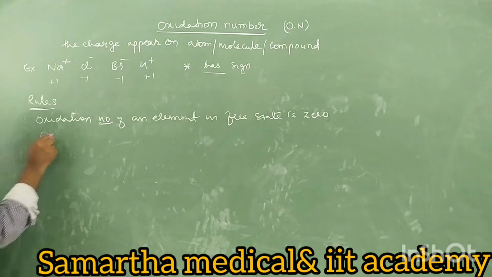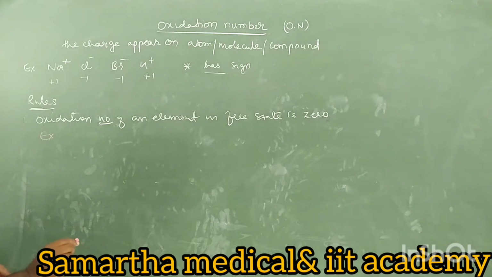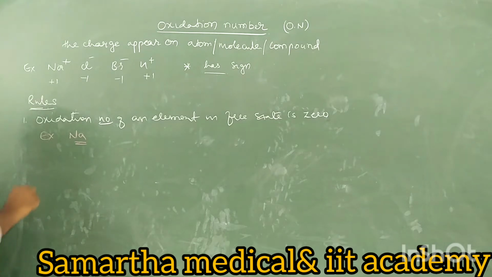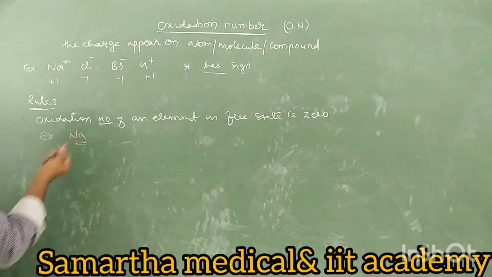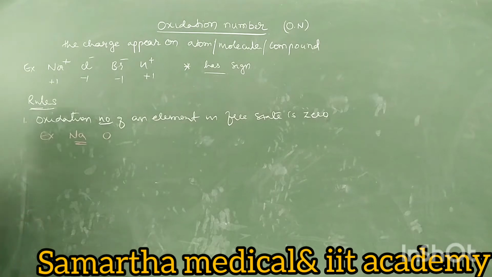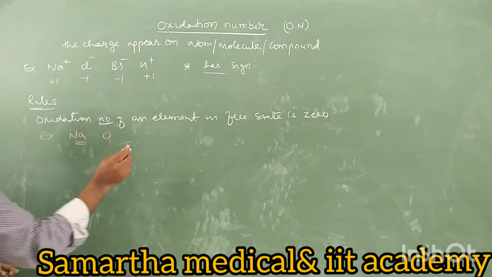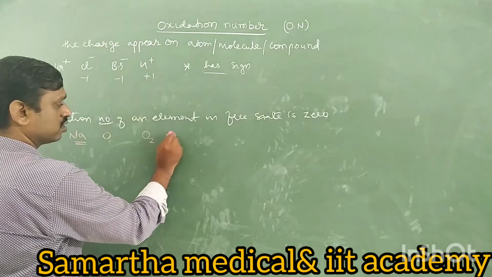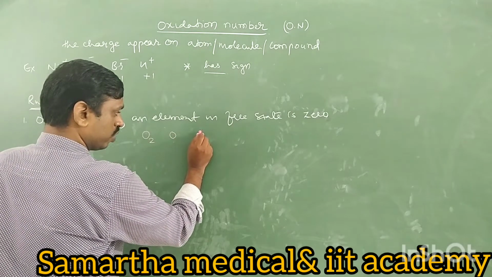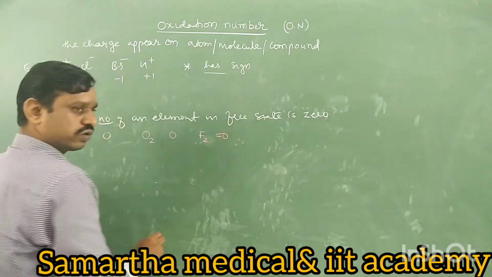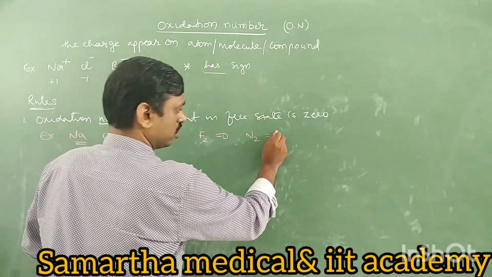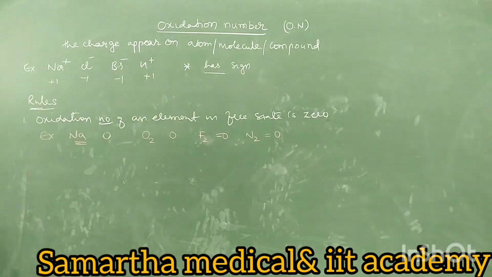Like example is, not Na plus, but sodium, Na. I am not writing Na plus, right? In its free state it is 0. Whatever element you take in its free state, it must be 0. Yes, O2 also. Take O2. It is in its free state 0. Like Br2, F2, Cl2 are 0. Like N2, nitrogen gas, in its free state 0. Therefore in its free state it must be 0.